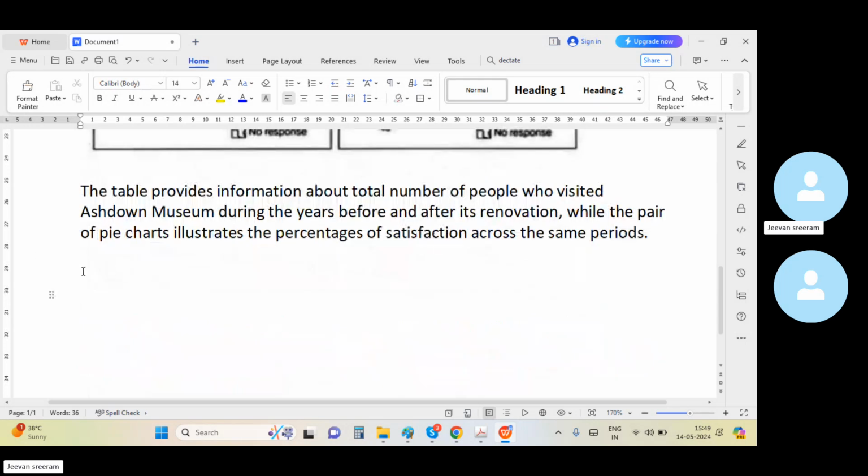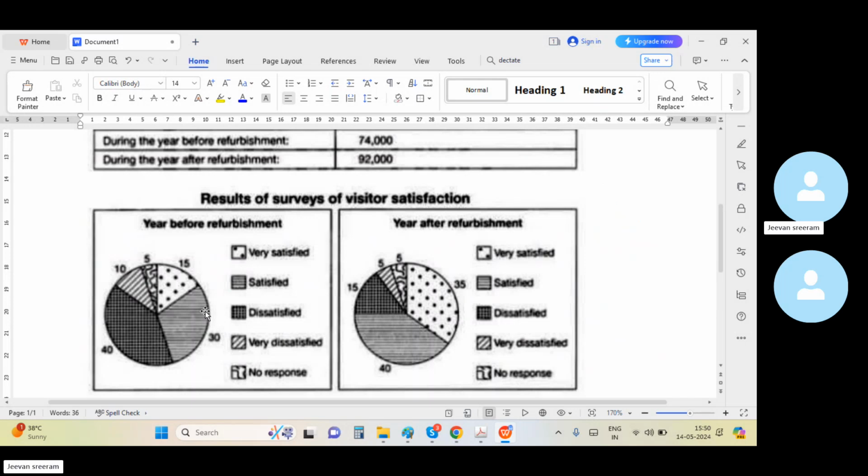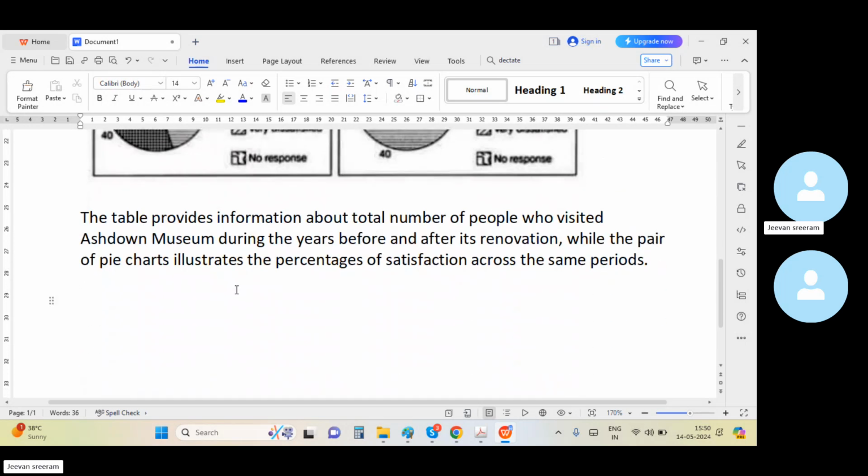So these two things are going to be written, but I want to draw a causal connection. So as it was renovated, that has made more number of visitors satisfied more than they were before renovation, right? Before renovation, less satisfaction. After renovation, more satisfaction. What's the reason? Renovation. Due to renovation, people were more satisfied. So that causal connection is also going to be drawn. Okay, right.